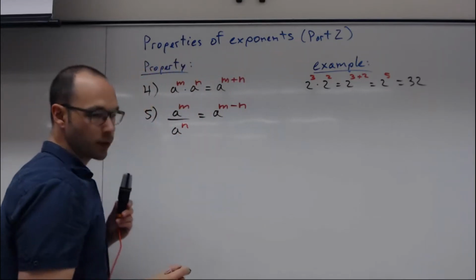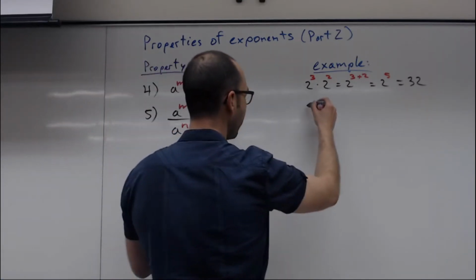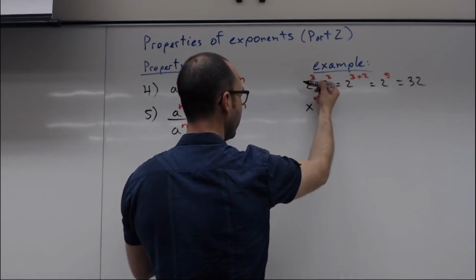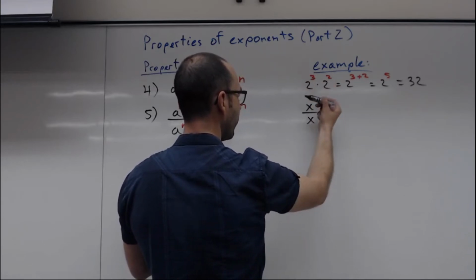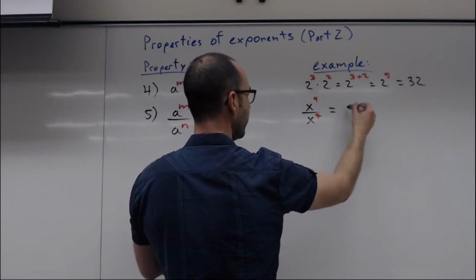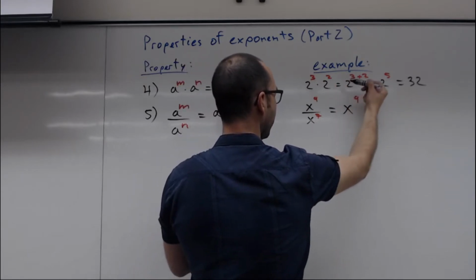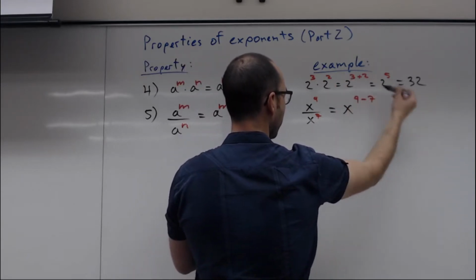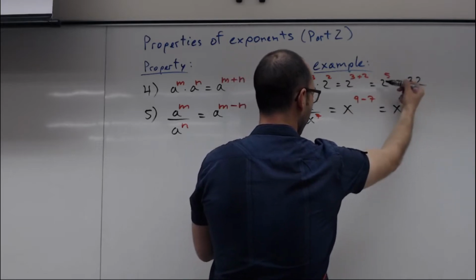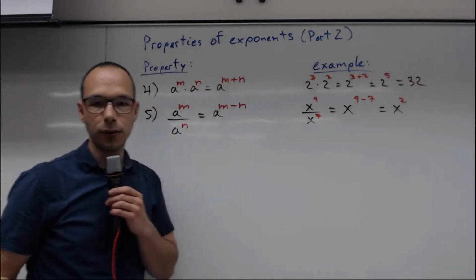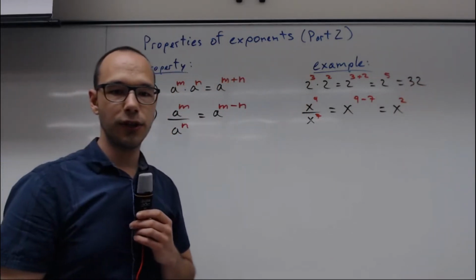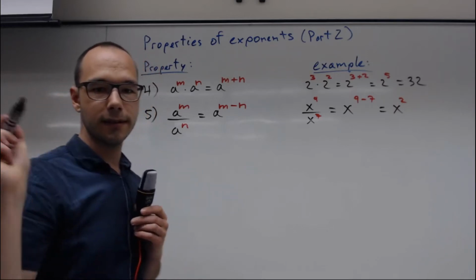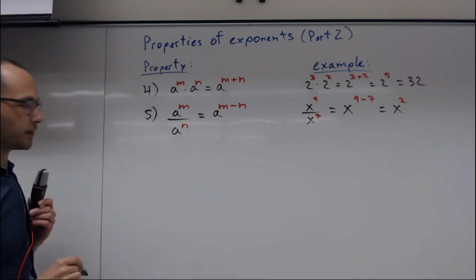So I'm going to have an example where you have x to the power of 9 over x to the power of 7. It's going to be equal to x to the power of 9 minus 7, which is x to the power of 2. So now you can divide expressions with the same base and different exponents.